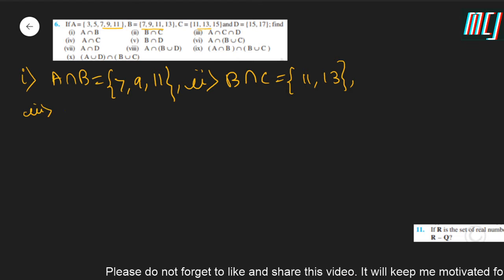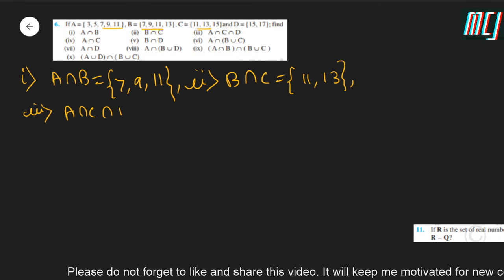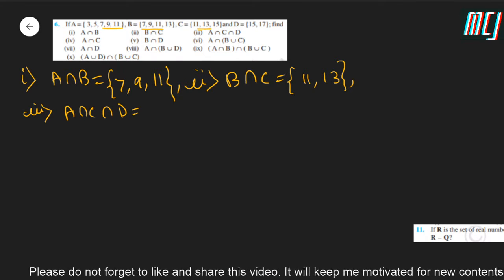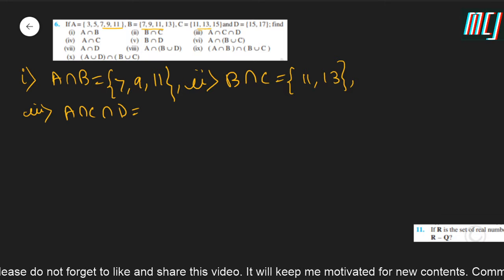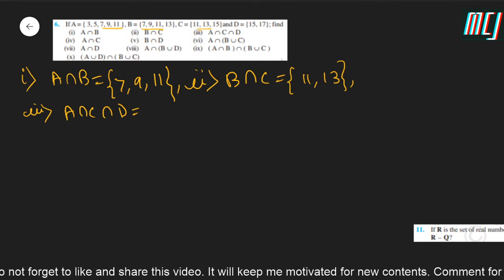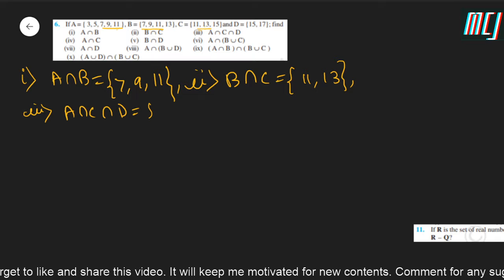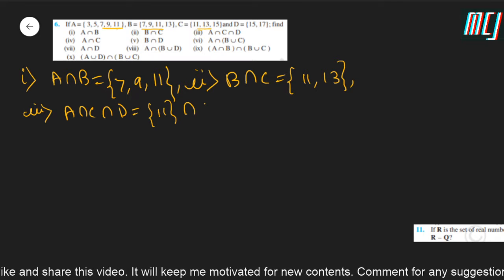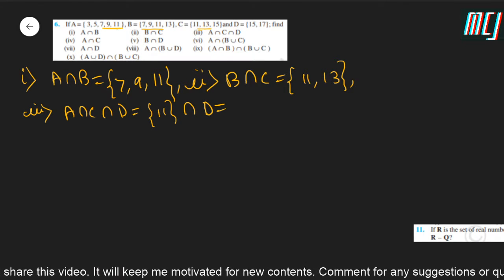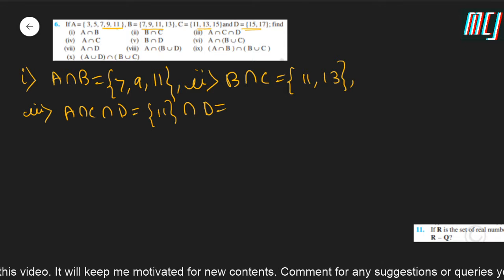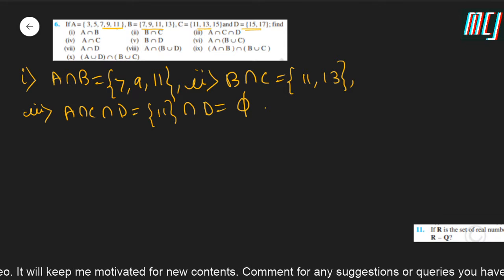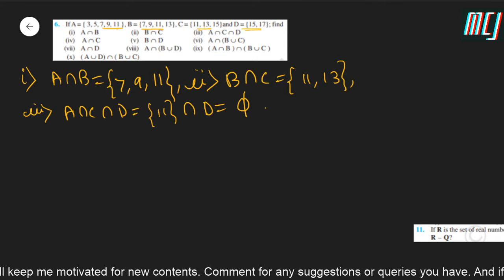Now the third one, A intersection C intersection D. So first of all we'll check A intersection C. A intersection C means only 11, and then the intersection with D. Okay. So in D, what elements are there? 15 and 17. So this is empty. There are no common elements.